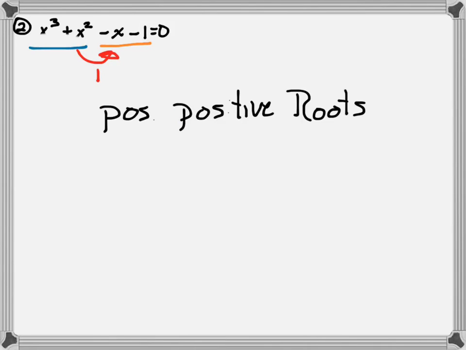So how many possible positive roots could I end up with here? 1. Can I count down by 2s from there? That means I definitely have 1 positive root. So you test all your positive roots, and you are going to find one of them that is a positive root as an answer.